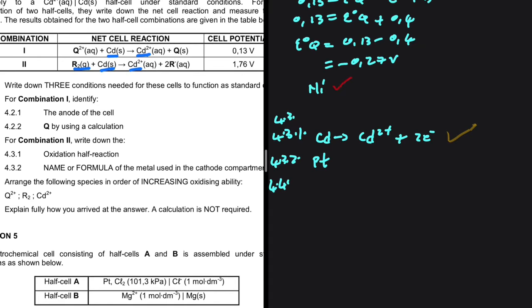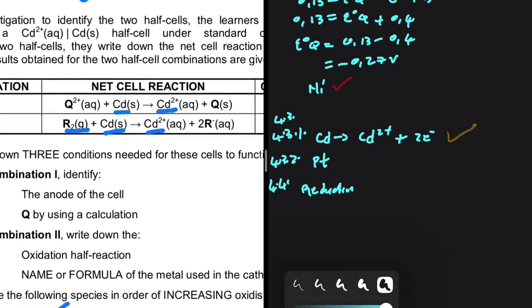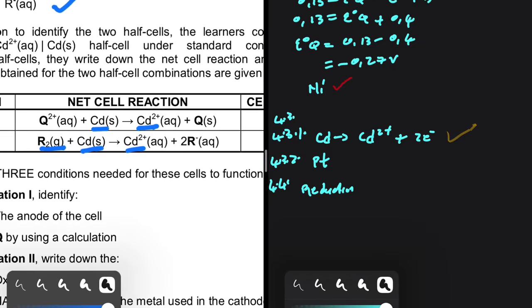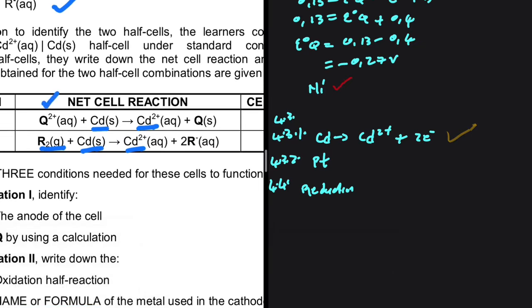The last question, 4.4. Identify the following species in order of increasing oxidizing ability. So the oxidizing agent undergoes reduction. We need to know that. So let's take a look at this. Between Q to the 2 plus and Cd to the 2 plus, Q to the 2 plus is a strong oxidizing agent as it undergoes reduction. So we know that Q to the 2 plus is a stronger oxidizing agent compared to Cd to the 2 plus.